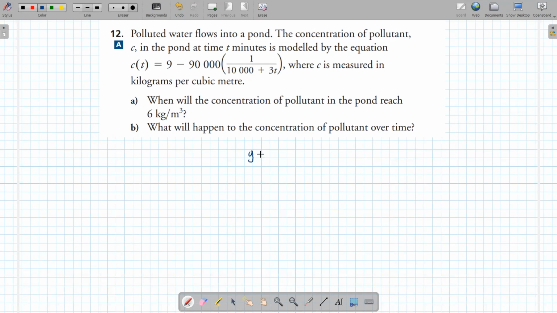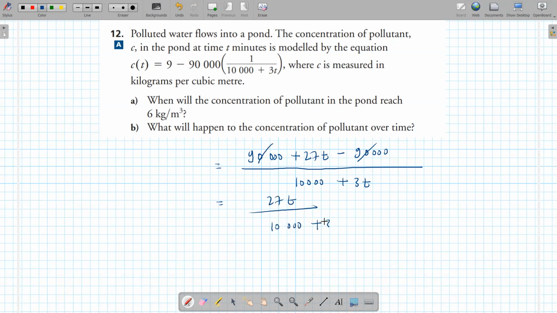So you get, I'm just taking the common denominator. I'm multiplying that 9 by 10,000 plus 3t. So we have 90,000 plus 27t minus 90,000, okay? All over 10,000 plus 3t. This and this cancels out. So we have 27t over 10,000 plus 3t. Where's our vertical asymptote? Vertical asymptote is when the denominator is set to 0.